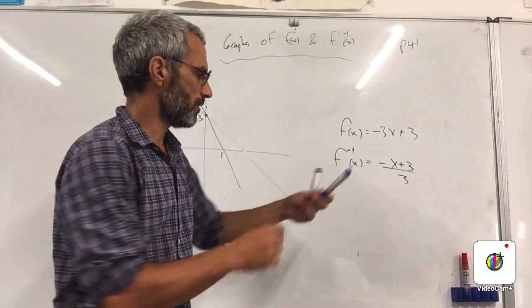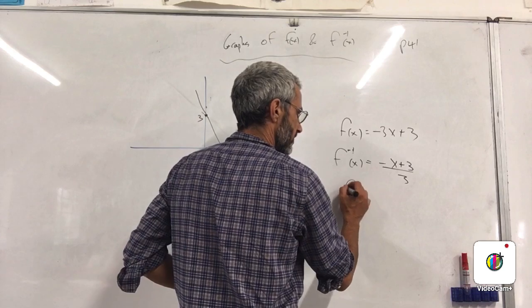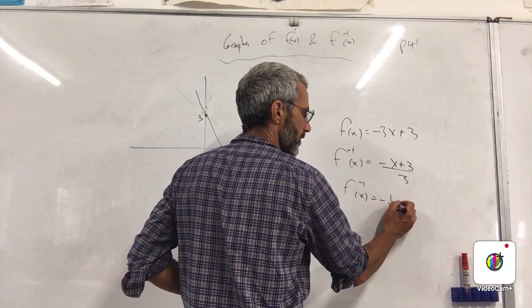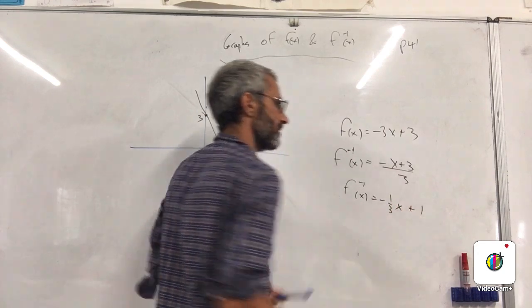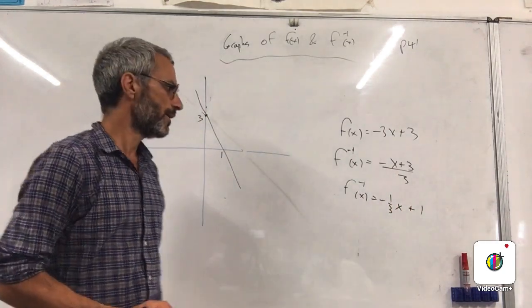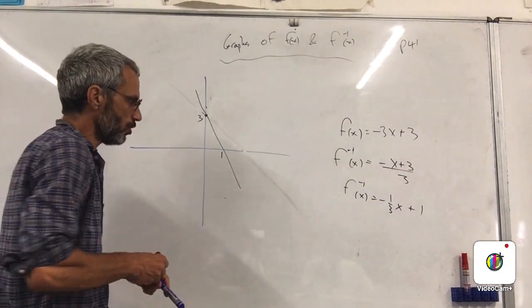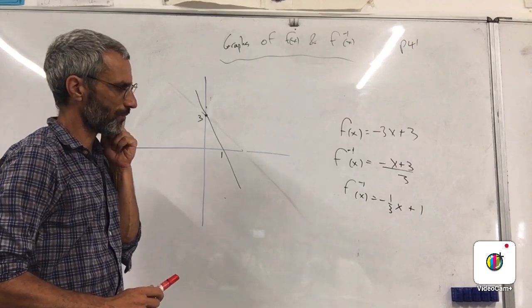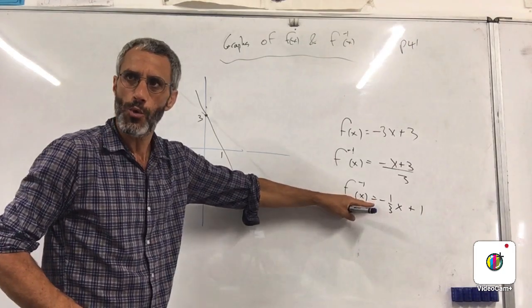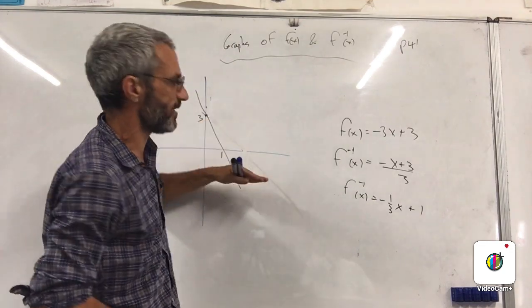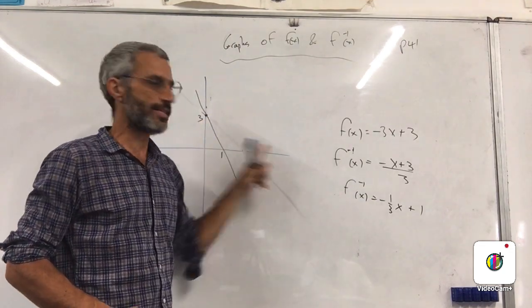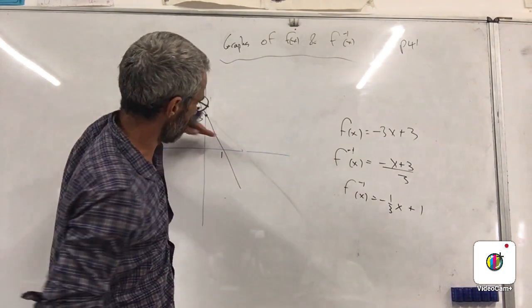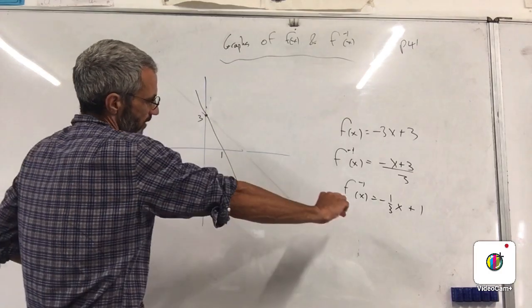To make you understand that better, I can write it again by dividing everything by 3. So it's minus a third x plus 1. Can you see how I went from here to here? Now we can try to draw the inverse function. First of all, is it going up or down? Down. Is it steeper or less steep than this? It's less steep, because the gradient is closer to 0. The gradient of the first was minus 3, so we go a bit more gentle.